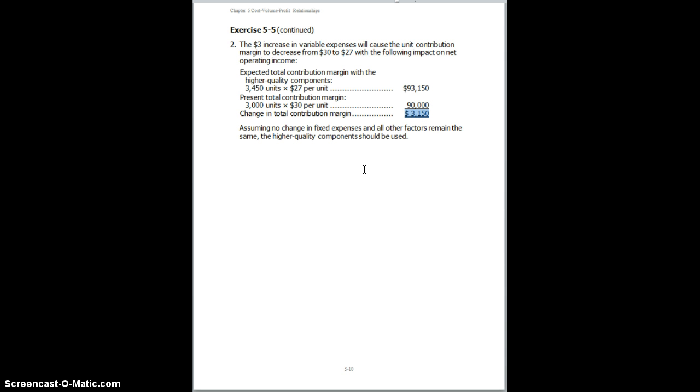Assuming that there's no other changes to fixed cost, everything else remains the same, the higher quality components appear to be a good idea and should be used. This concludes our discussion of exercise 5-5, part 2.